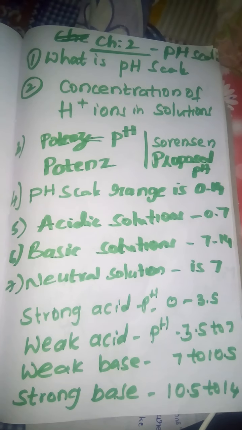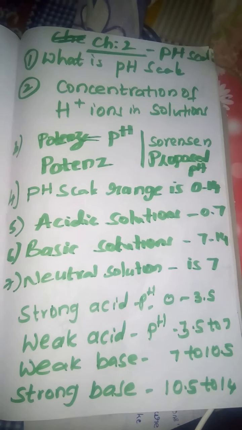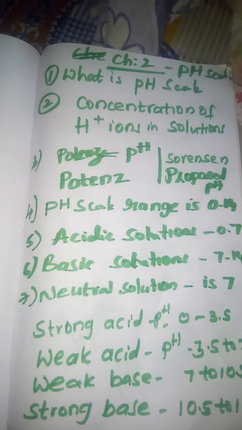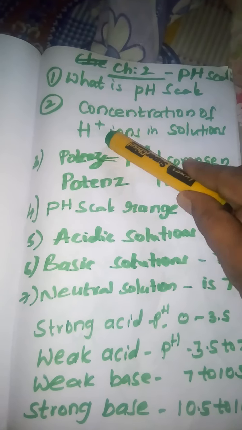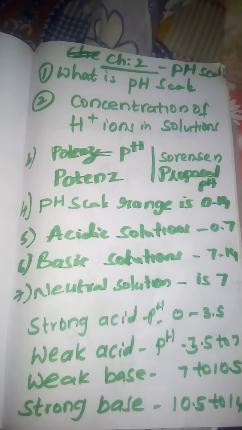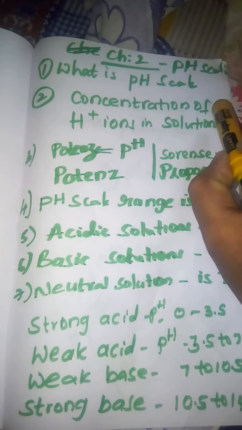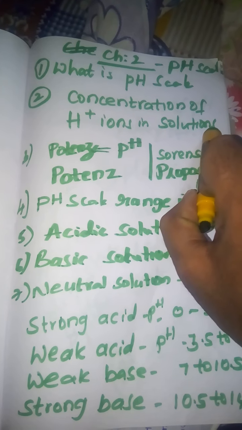Subtopic is the pH scale. What is the pH scale? A scale for measuring hydrogen ion concentration in a solution is called the pH scale. Simple method: concentration of H+ ions in solutions.